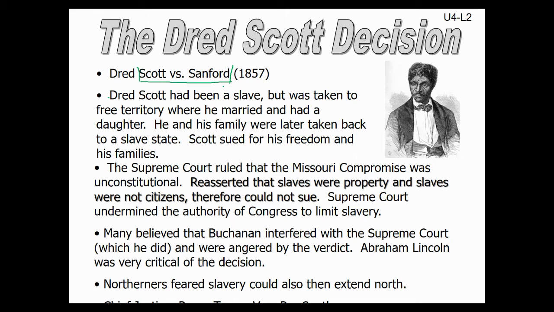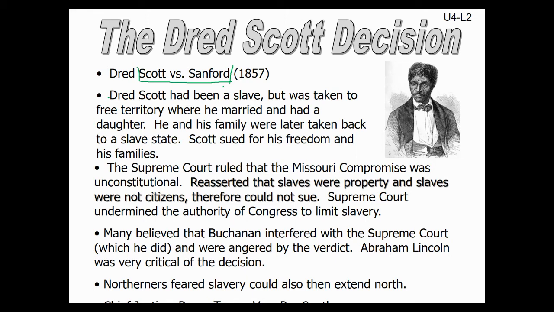Now, Northerners thought the Supreme Court couldn't establish the law of the land. That really upset a lot of people. But essentially, this verdict delighted the Southerners because, in the Southerners' eyes, this verdict opened up all of the Western territory to slavery. Everything out west that hasn't applied for statehood could now be opened up to slavery. So Southerners were very pleased with this decision. Many people believe that Buchanan interfered, which he did, right? And Lincoln was very critical of this decision. A lot of people were angered that Buchanan may have interfered with this decision. Once again, Buchanan is a Southern sympathizer and is for the ideas of slavery.